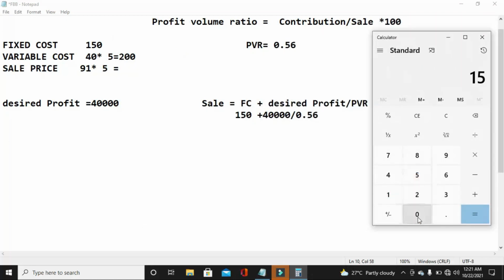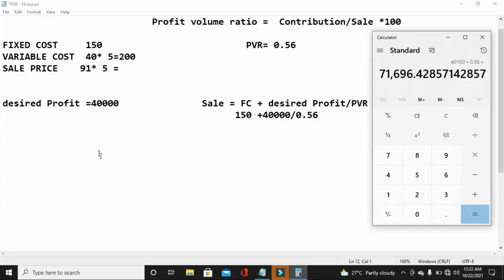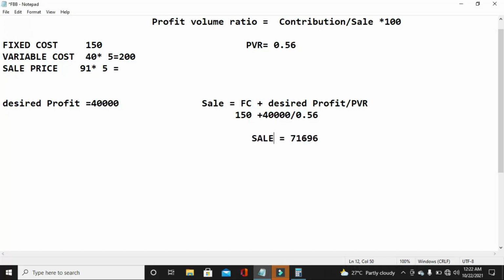So let's find the sales where we can earn this amount. We take 150 and add it to 40,000, divided by the profit volume ratio, 0.56. So this is the amount of sales which we need to do in order to earn the profit of 40,000: 71,696. If we earn revenue of 71,696, then we can earn this amount of profit.